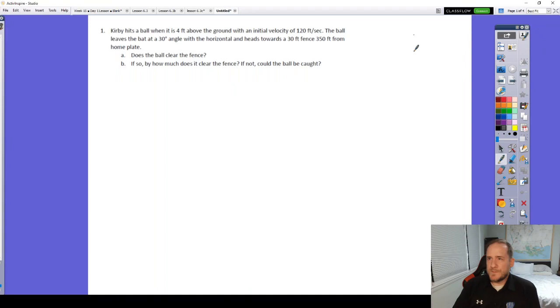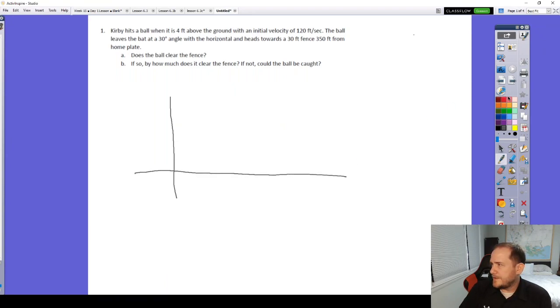Let's read the problem. It says Kirby hits a ball when it is 4 feet above the ground. So if you're planning out what's going on, then it sounds like we just learned that the initial height of the ball is 4 feet. We could label that 0, 4. That's the initial height. We also can read that he hits the ball with an initial velocity of 120, and that the ball leaves the bat at a 30-degree angle.